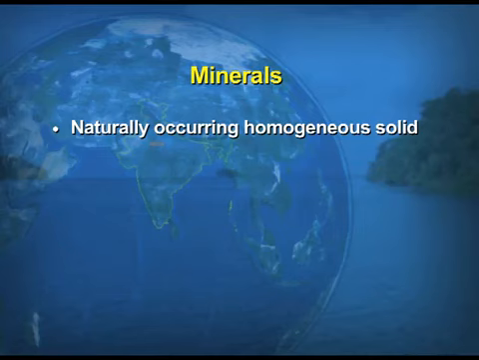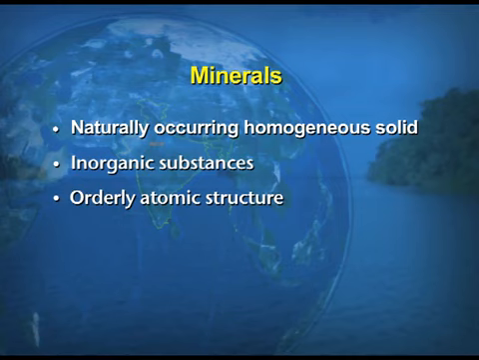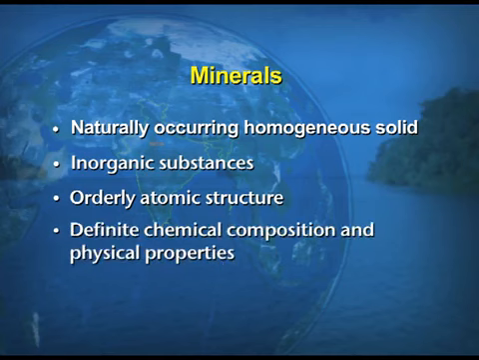Now, the question is how to define the word mineral. So, dear students, I am going to tell you only the 4 proper characteristics of the mineral that will help you to define the term mineral. Number 1, minerals are naturally occurring homogeneous solid. Number 2, minerals are normally inorganic substances. Number 3, they have an orderly atomic structure. And number 4, all the minerals have a definite chemical composition and physical properties.